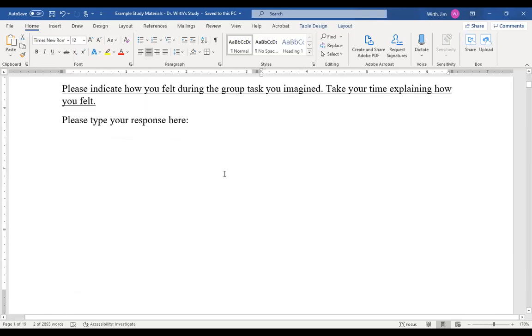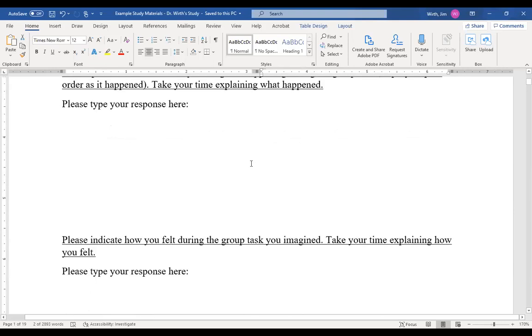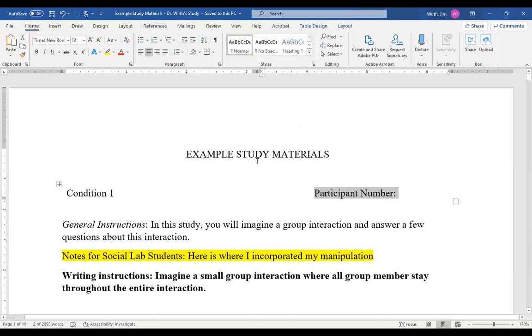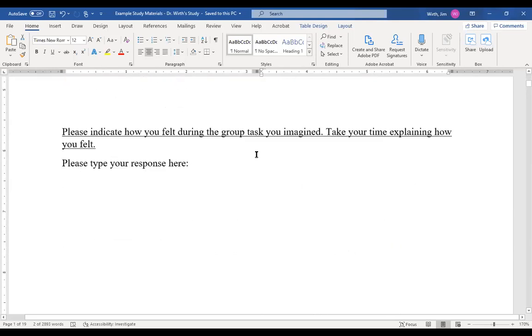Participants will also indicate how they felt during the group task that they imagined, taking their time explaining this, again, putting their response in. Okay. So this is what they're going to be doing in my manipulation to set up the different conditions, being able to look at what happens when individuals leave a group, in terms of a group member leaving the group, or the group excludes them. So this first part is the first aspect of the design that you're going to set up in terms of your manipulation. This is an example of how I did mine. Okay. So let me switch back here to our notes talking about each of the steps. Give me just a moment to do that.